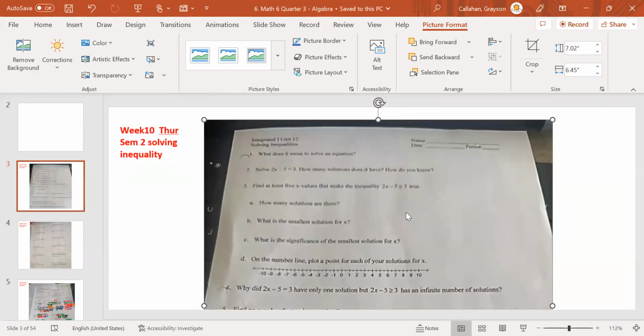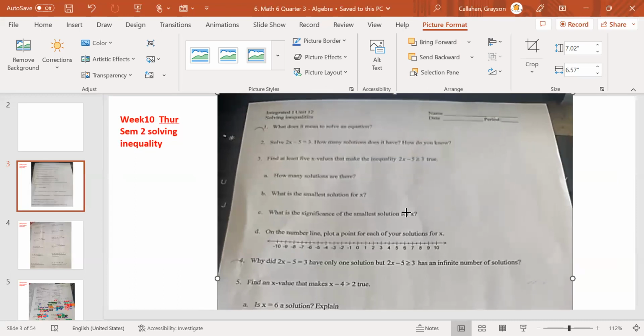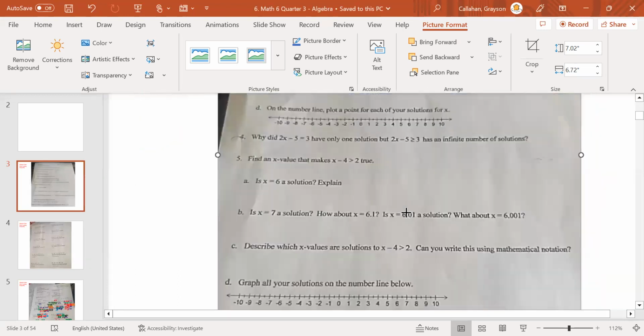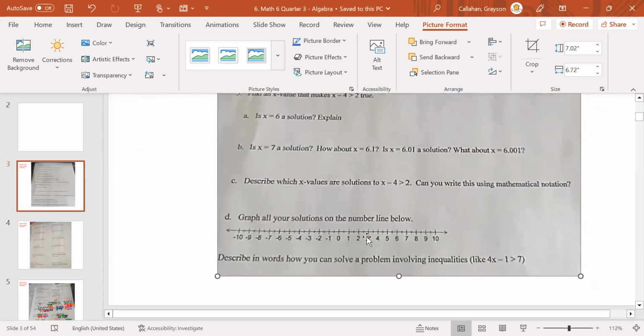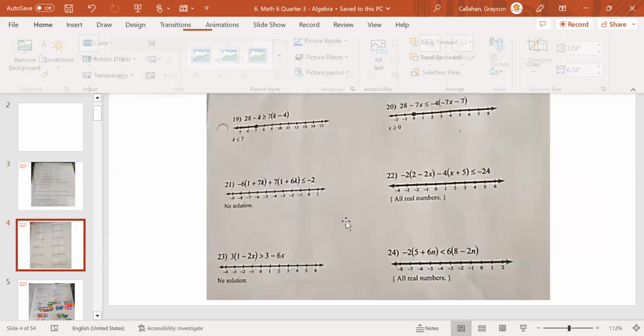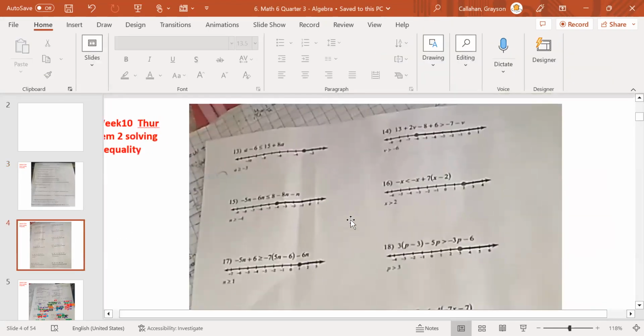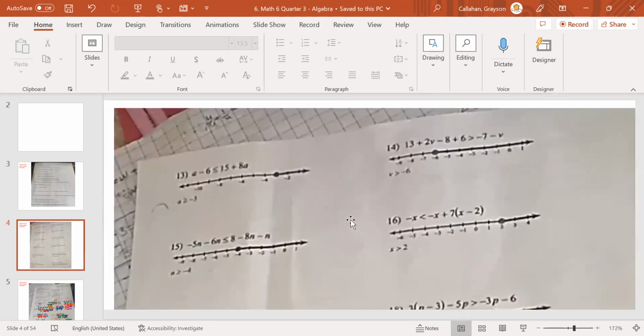All right, so this is week 10 Thursday, semester 2, quarter 3, solving inequalities. This part right here, I'm going to have you do on your own, mainly because it's subjective, okay? I'm going to start over on this side with you. Does that make sense? Start with number 13. I'm going to go over one of the questions and then have you do the other question, but I'll still video record it. I'm going to do number 14 because that looks a little bit more difficult.